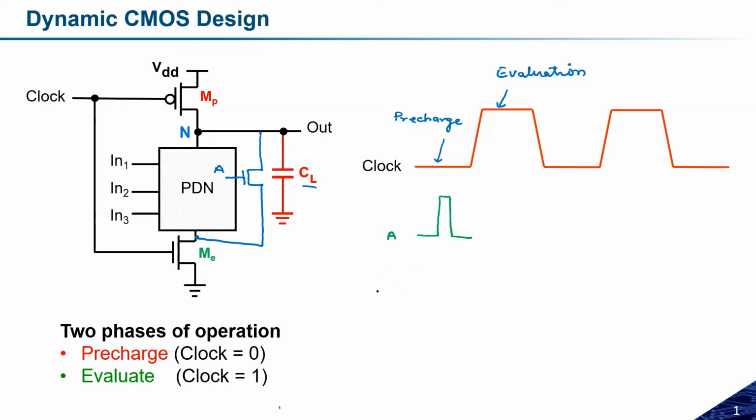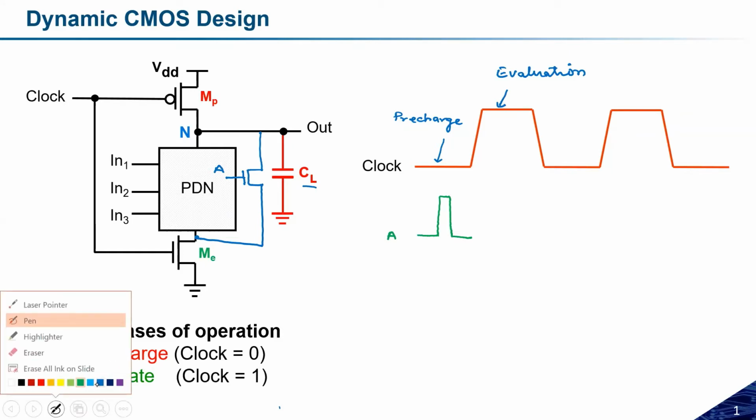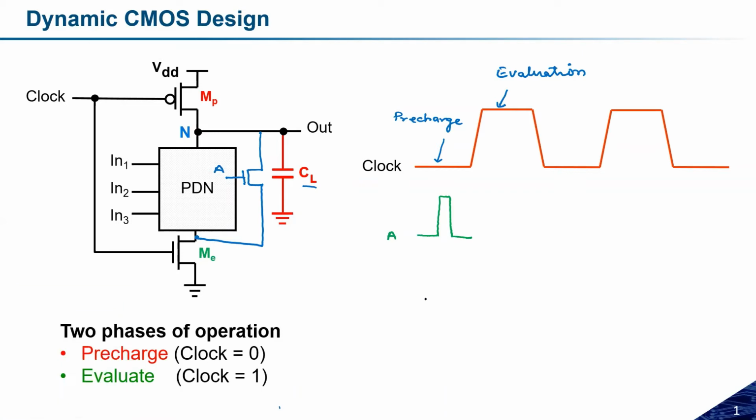So output will be VDD only. The output will always be VDD only, because there is no direct path to evaluate it. So the output waveform will look like this one. It will be VDD kind of. Okay, so this is how the output will look.